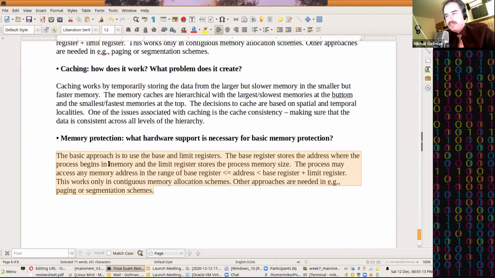The basic hardware for basic memory protection is that you need a base register, which stores the lowest address that the process can access, and a limit register, which stores the size of the process memory. Then the process can access any memory address starting from the base register up until base plus limit - 1. Access of any other memory location outside of those bounds is treated as an invalid memory access, and typically the process would be terminated.